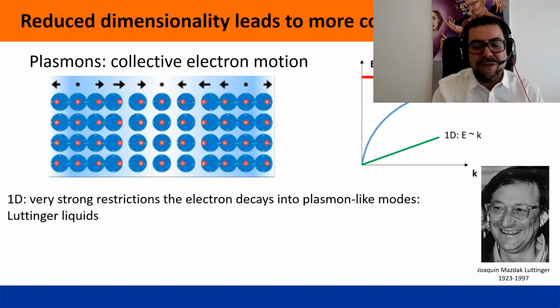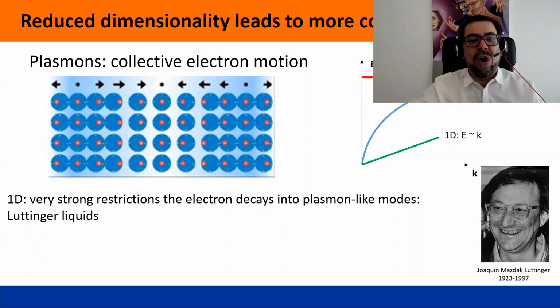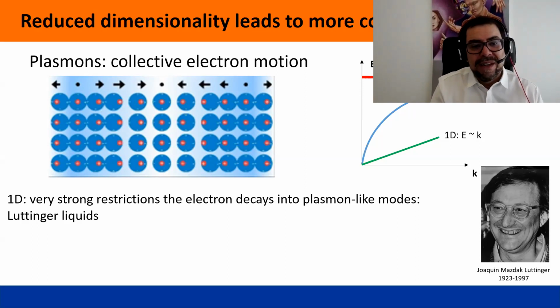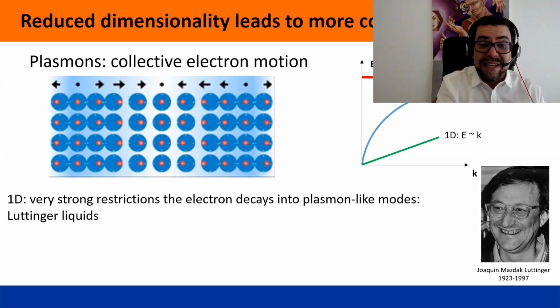It means that if I take an electron and I put it inside of a truly one-dimensional material, it will dissolve into collective plasmon-like modes. So essentially, this is to say that the electron does not exist anymore. Electron, as I said, is a fermion. It has the Fermi statistics. It obeys the exclusion principle.